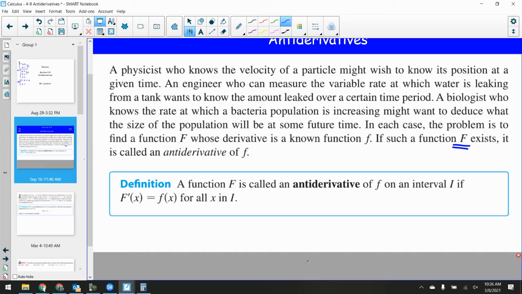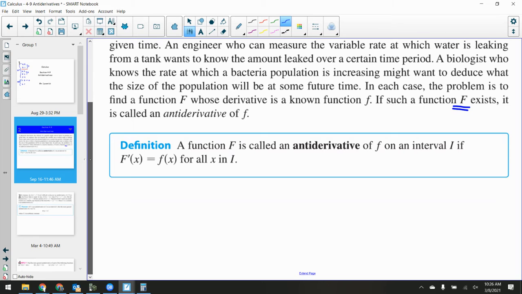So again, the goal here is that I'm going to be giving you a function and I'm going to say, okay, this is the derivative. What's the original? You're always going to be working backward to find capital F. Now, let me ask you to consider the following.